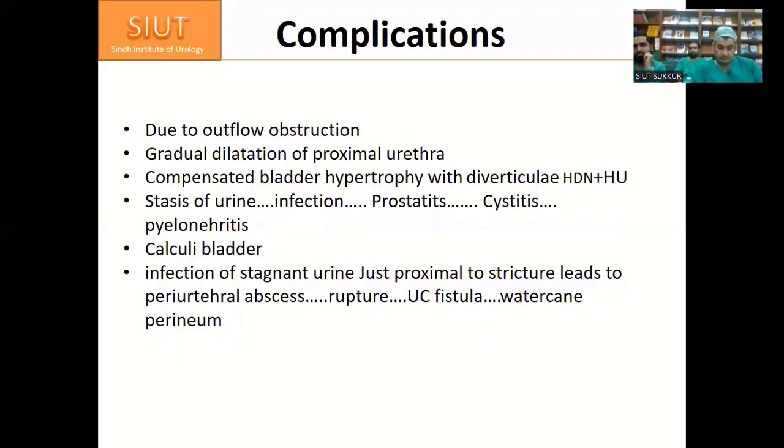Complications caused by the stricture are due to outflow obstruction. There is gradual dilatation of the proximal urethra and bladder outflow obstruction, so compensatory bladder hypertrophy and diverticulae formation lead to upper tract obstruction, hydronephrosis with hydroureter. Similarly, stasis of urine leads to infection, prostatitis, cystitis, and pyelonephritis. Bladder stones are formed, and infection of stagnant urine just proximal to the stricture leads to periurethral abscess, which then ruptures and forms a urethrocutaneous fistula. In our terminology, water-can perineum, urine leaks and accumulates in the perineum.